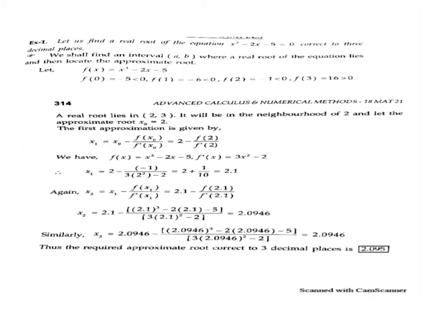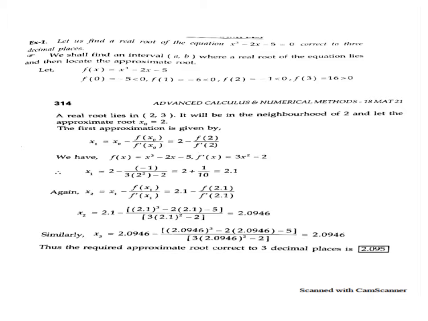So students, in this method also we use the fundamental property, that is, we have to find the values of a and b such that f of a into f of b is less than 0, and we use this in the initial stage only.